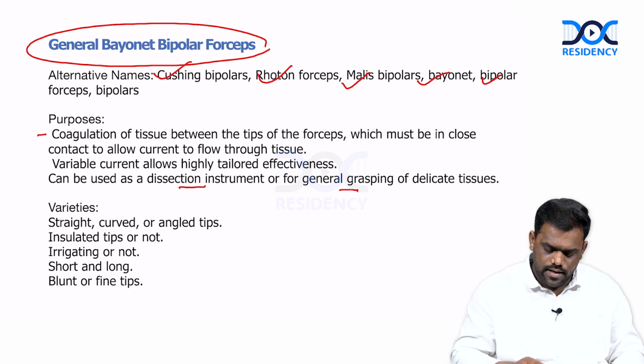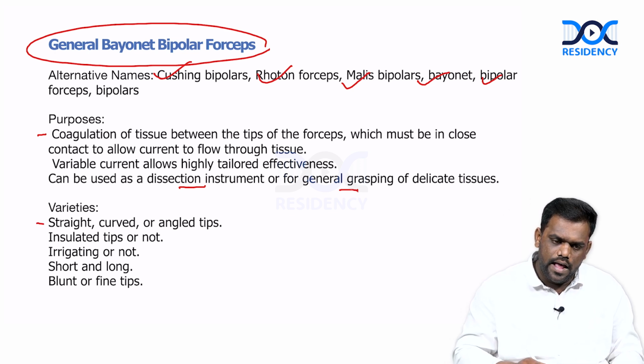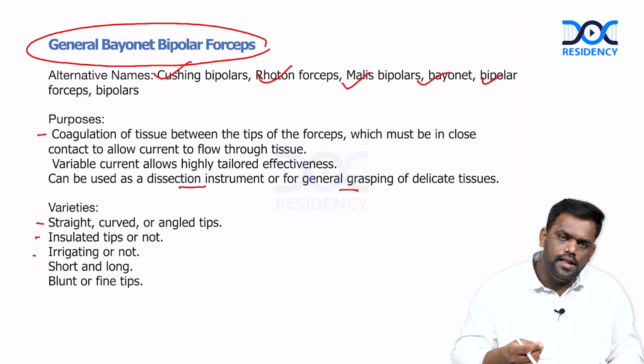And we have many varieties: straight, curved, angled tips. Insulated tips or not, with irrigation or not, short and long, and blunt or fine tips.